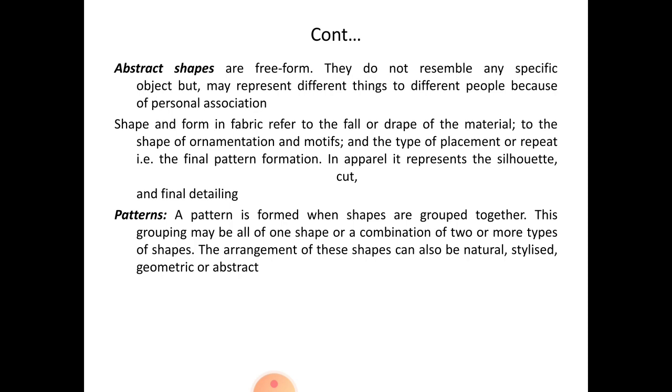Shape and form in fabric refer to fall or drape of the material, to the shape of ornamentation and motifs, and the type of placement or repeat, that is the final pattern formation. In apparel, it represents the silhouette, cut and final detailing. So next is pattern. A pattern is formed when shapes are grouped together. This grouping may be all of one shape or a combination of two or more types of shapes. The arrangement of these shapes can also be natural, stylized, geometric, or abstract.